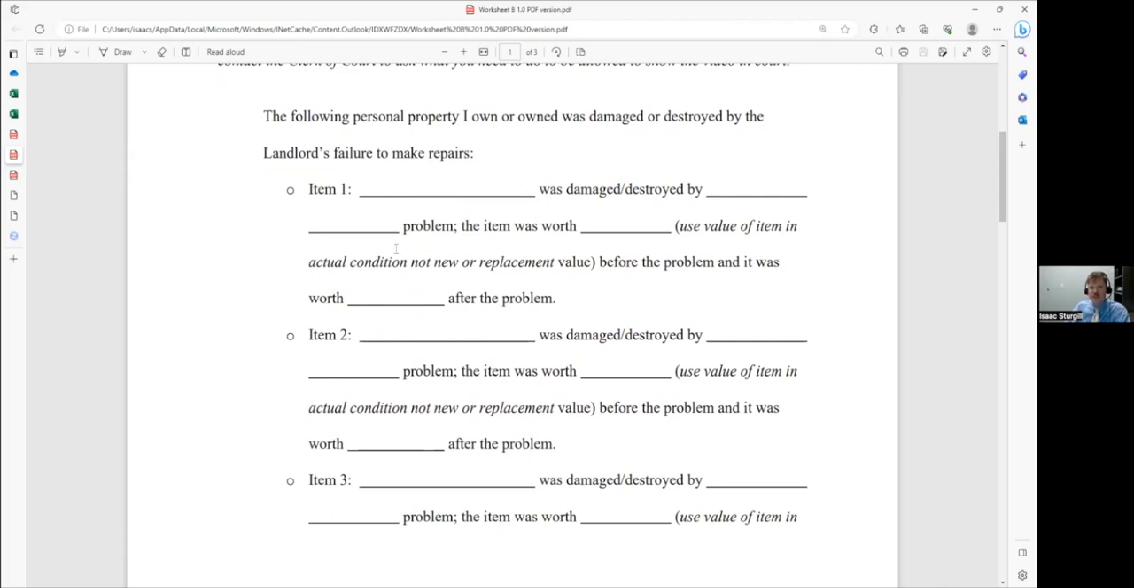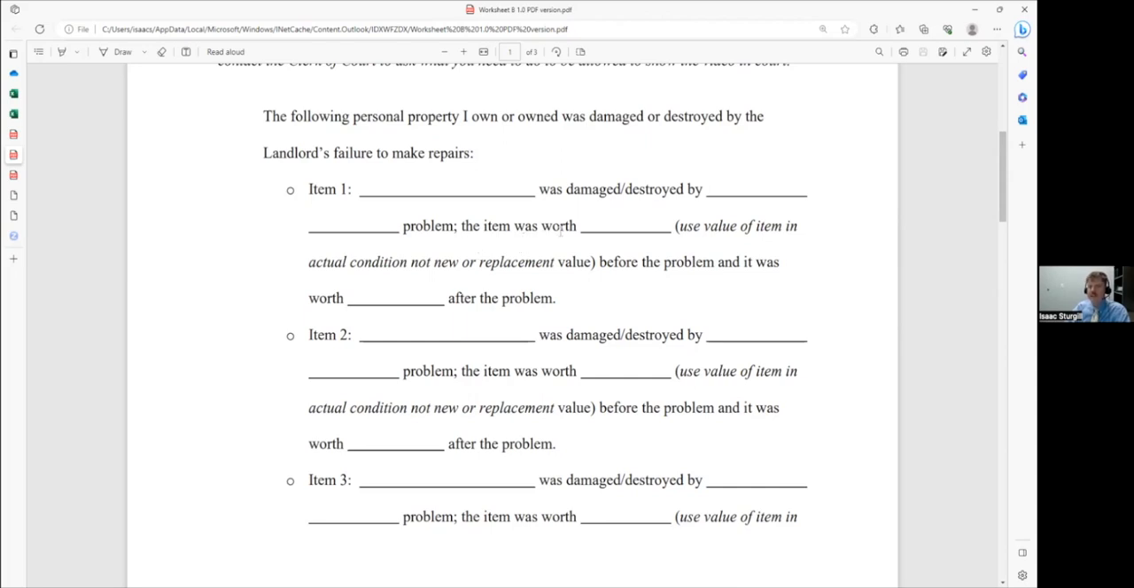So for each of these, the tenant would list the item. For that example, let's say the sofa was damaged by, and then you write what the problem was, the water leak coming through the ceiling. And then you're going to give an opinion of what the item was worth.